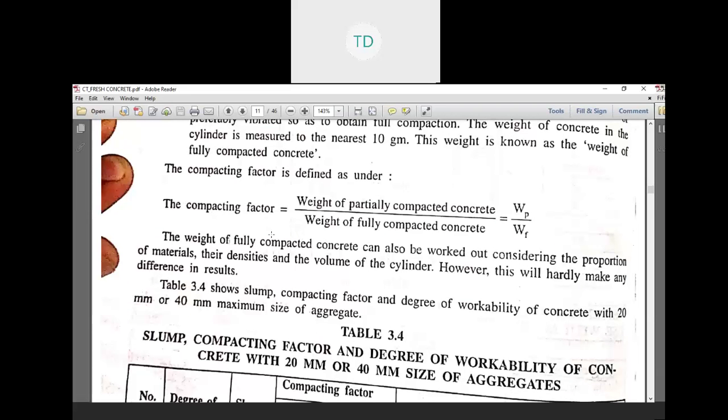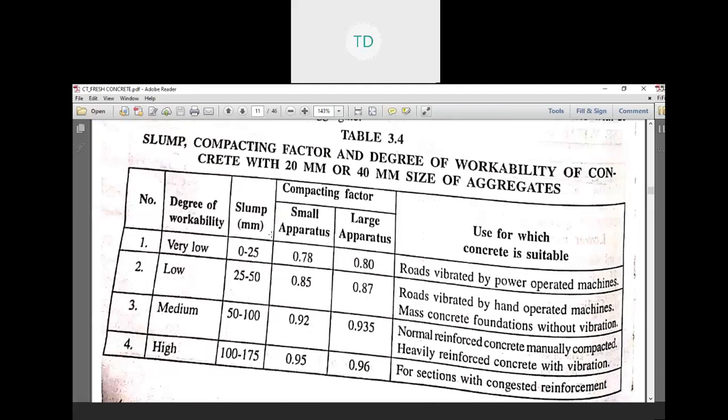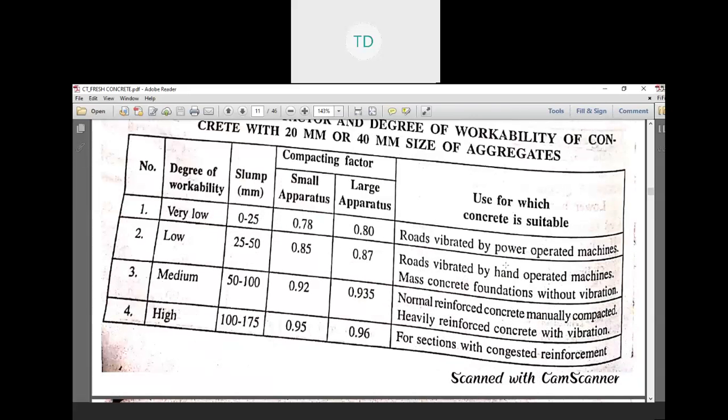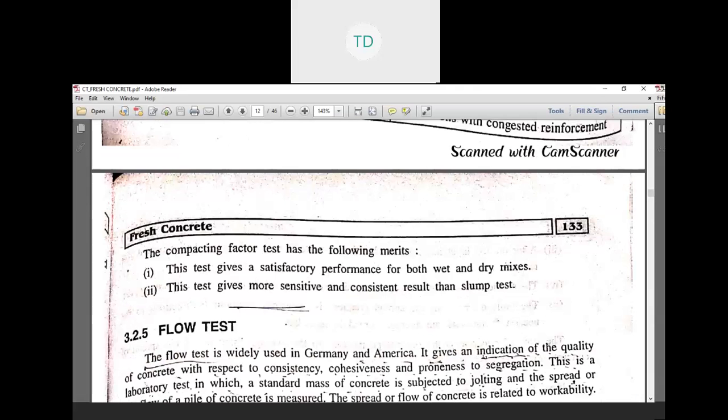The compacting factor is equal to the weight of partially compacted concrete divided by the weight of fully compacted concrete. Compacting factor and degree of workability of concrete with 20 mm or 40 mm size of aggregate: degree of workability, different types of degree. Slump required is between 0 to 175. Compacting factor, slump apparatus and large apparatus are different and used for different types of fields.